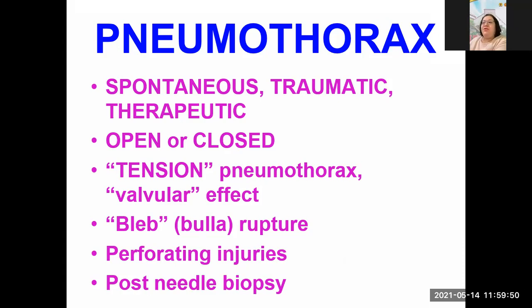This can be spontaneous, traumatic, or therapeutic. Spontaneous, like it will just happen. Traumatic may be due to an injury, maybe due to an accident, for example, a vehicular accident, gunshot wound. Okay, it can be open or closed. Having a closed pneumothorax is very difficult because you can develop tension pneumothorax. Tension pneumothorax happens because of a valvular effect. And you actually need to release tension in order for the patient to breathe and expand their lungs.